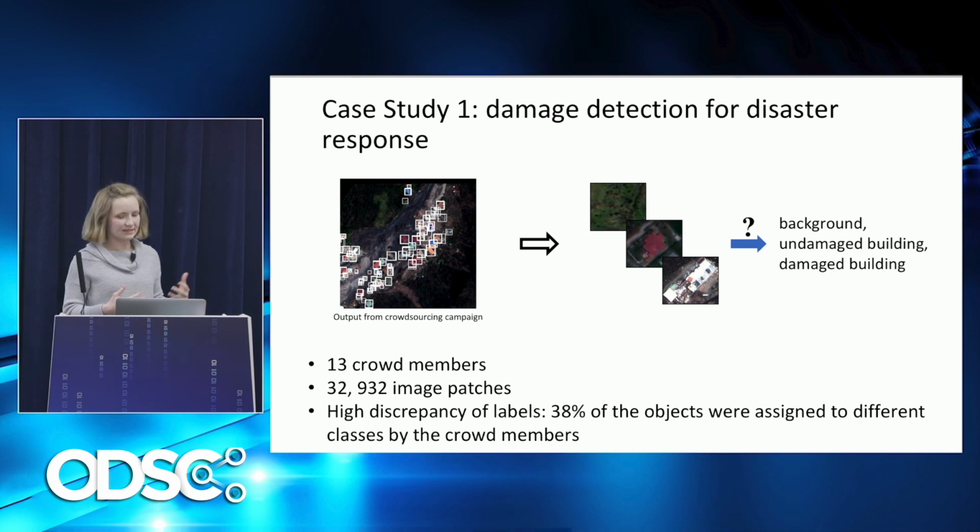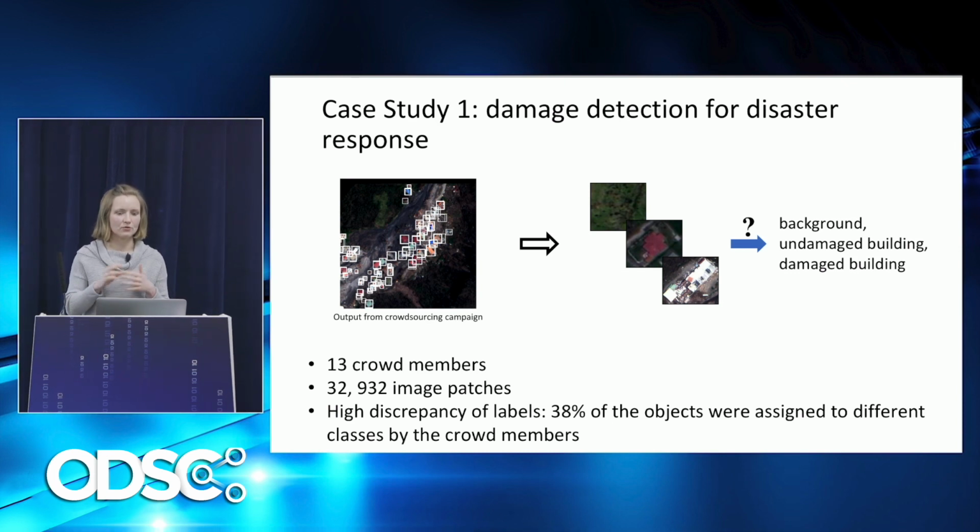Interestingly, in this data set, there was high discrepancy in labels. Almost 30% of the objects were assigned to different classes. So for a crowdsourced problem, it's quite a lot.